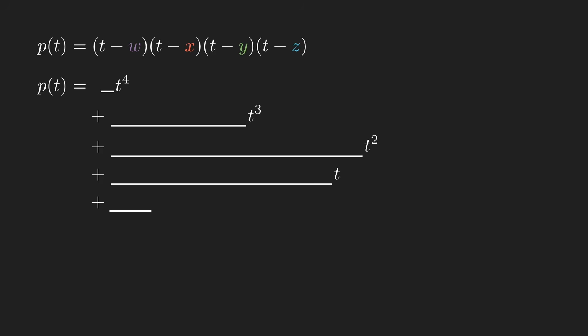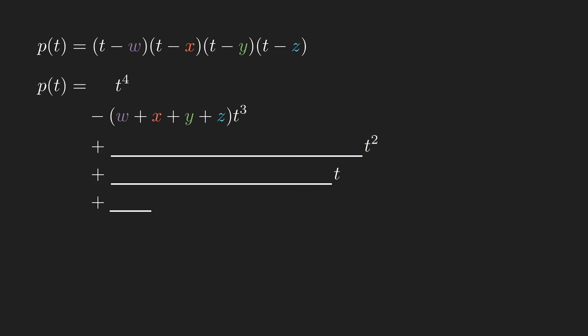Let's reason about what each something has to be. The first one is easy. There's only one t to the fourth term that appears when we multiply out the product. We have to take a t from every factor. So the coefficient on t to the fourth is just 1. Now, how do we get t cubed terms in the product? We could take a minus w from the first factor and a t from the last 3 factors to get minus wt cubed. Or we could take these to get minus xt cubed, or these, and those are the only way to get a t cubed term. So in total, we have minus w plus x plus y plus z t cubed.